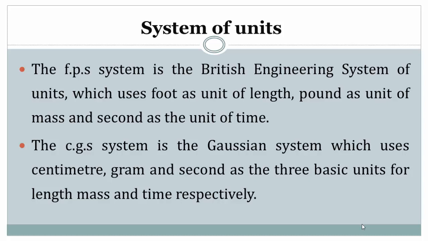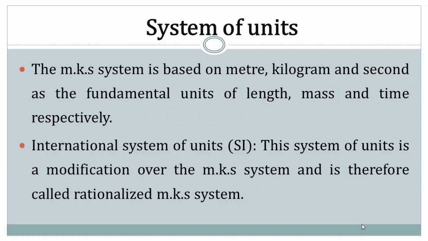Second one is CGS system. CGS system is a Gaussian system which uses centimeter, gram and second as the three basic units for length, mass and time respectively. The third system of unit is MKS system. This system is based on meter, kilogram and second as fundamental units for length, mass and time.